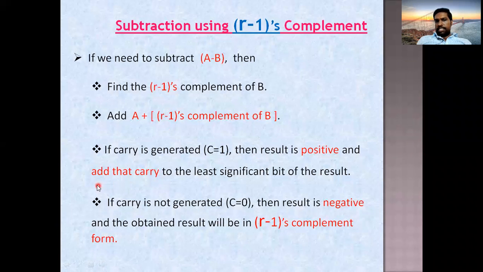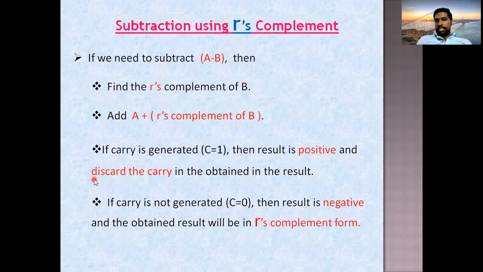But the small change is, in r minus 1's method, you will add the carry to the LSB. But in this method, you will discard the carry. Discarding means you can ignore the carry. That is the only change between the previous method and this method.